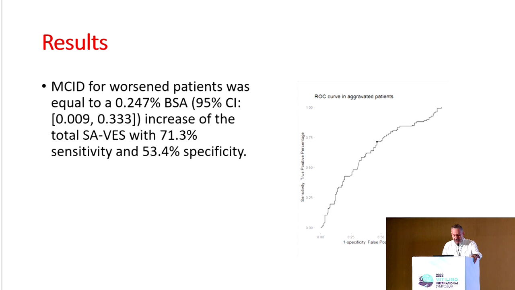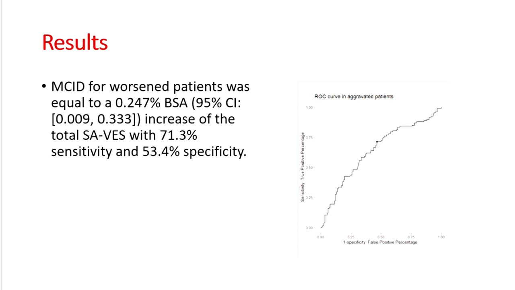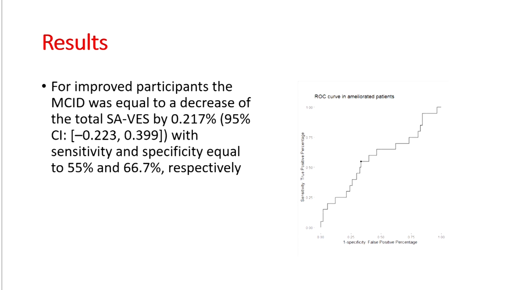So the MCID for worsened patients was equal to 0.247 for increase, with a sensitivity and a specificity that are not extraordinary but are not that bad. This is the ROC curve. We did the same ROC curve for those who improved, and it seems that a minimal change had a maximum perception of improvement, 0.21 instead of 0.24.